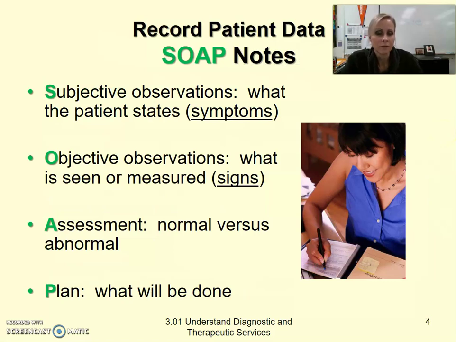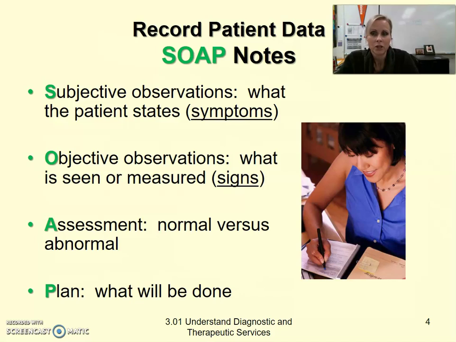Again, we have not talked about SOAP notes. We have talked about subjective and objective, but we haven't really talked about SOAP notes. SOAP notes are what medical professionals use to sort of document in an orderly fashion about the patient. So S is what the patient will say. I have a headache, for example. Patient states, in quotation marks, I have a headache.